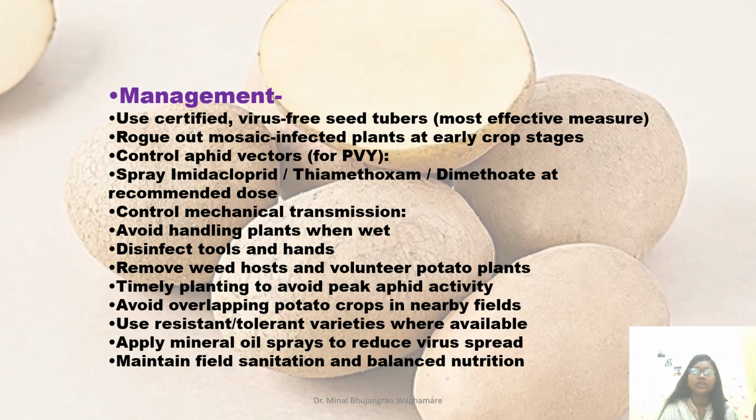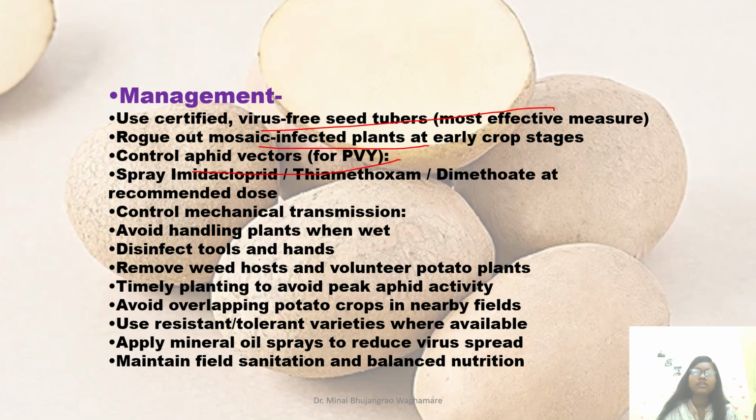So coming to the management, we have to go for disease-free, virus-free seed tuber for effective management, because we all know in viral disease, rather than chemical spray, uprooting and certified seed material is the main management strategy. And we have to remove the plant part having viral infection to avoid the spread from one location to another location. And we all know this disease is spread by the vector, that is aphid. So we have to manage the aphid in the field with the help of insecticides such as imidacloprid and dimethoate. We have to control the mechanical transmission.